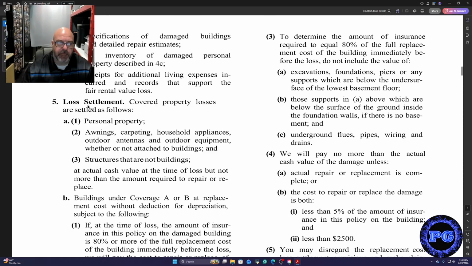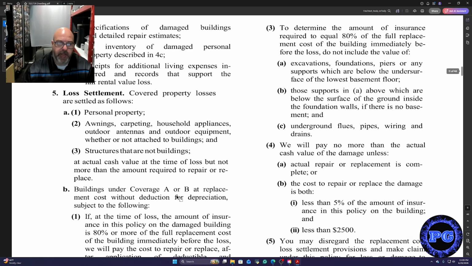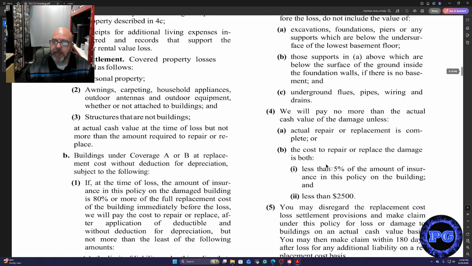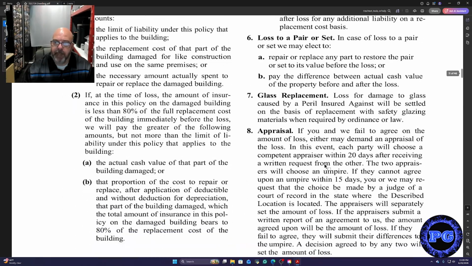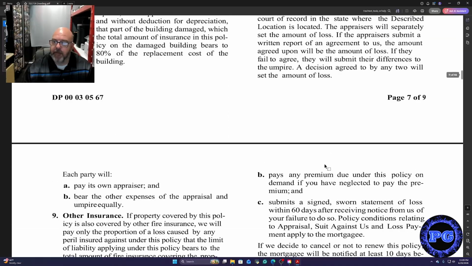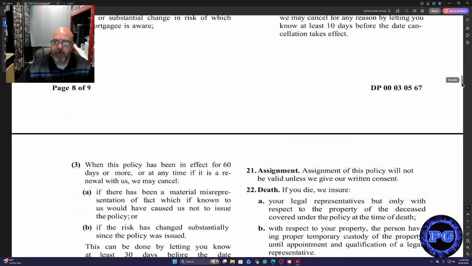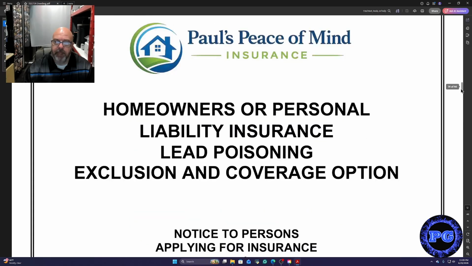That's pretty much them settling the loss, personal property, or the dwelling. Let's see. Yeah, I don't know. All right. We've been at this long enough, so I'm not going to keep going too far. We're only on page 12 here. Let's just go down. So this is the main policy. Let's see what else we got.